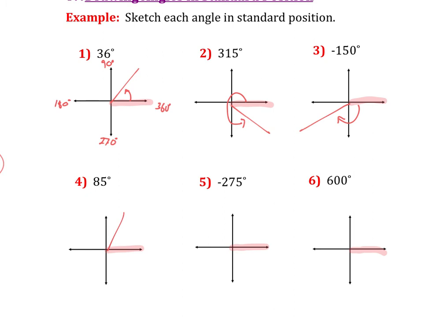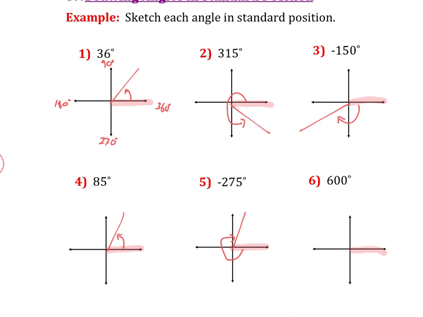85 degrees would be somewhere up in quadrant 1. Negative 275. So negative means I go backwards. Past 90, past 180, just slightly past the negative 270. So that would be right about there, if I were to guess. And we draw that angle of directional movement.